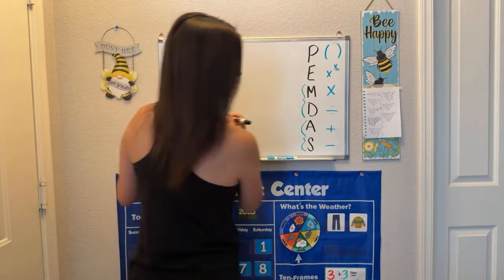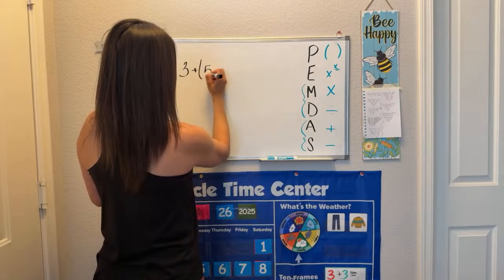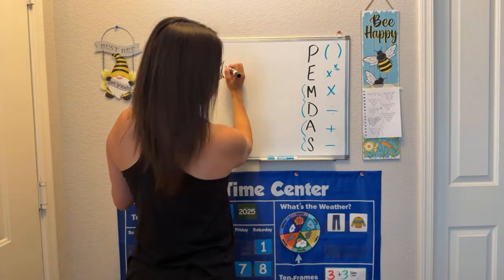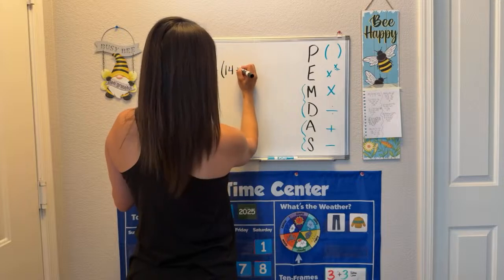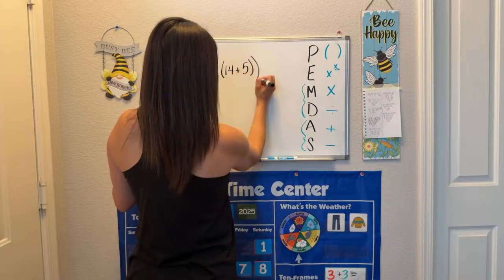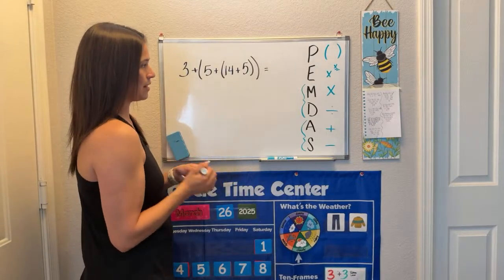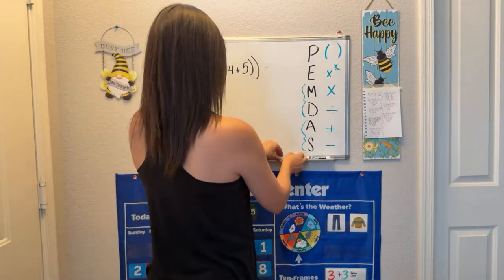We have 3 plus 5 plus 14 plus 5. All right, so this one's a little more complicated. We did add a few more parentheses.